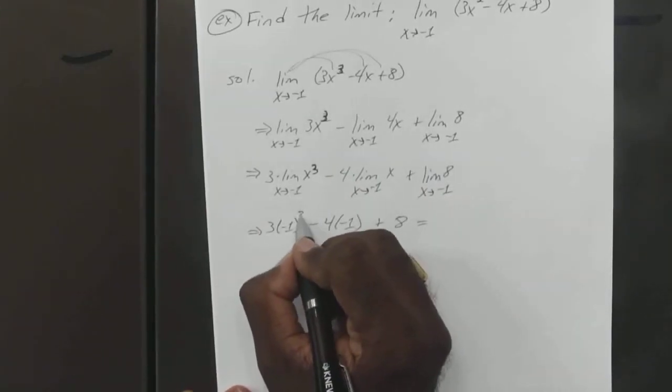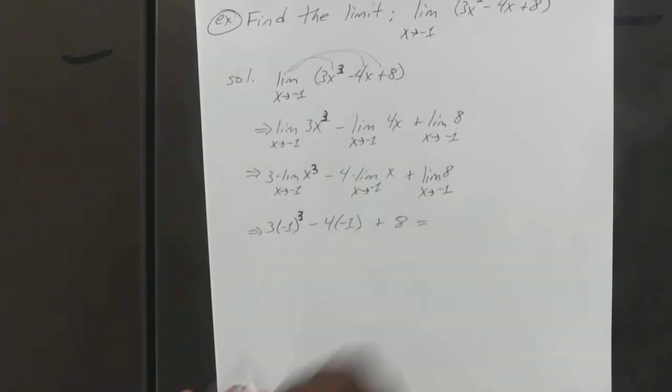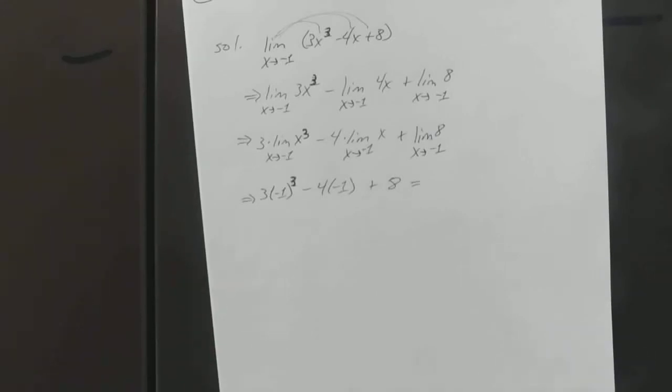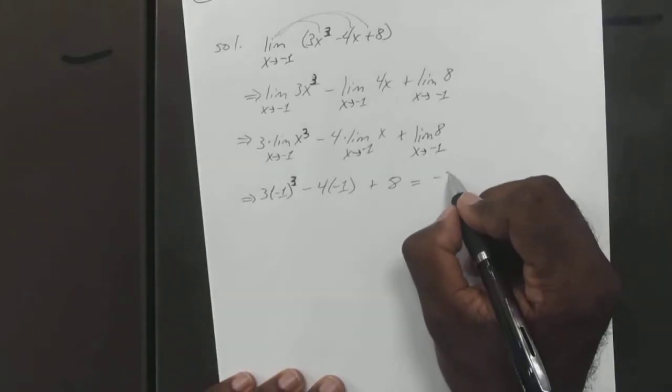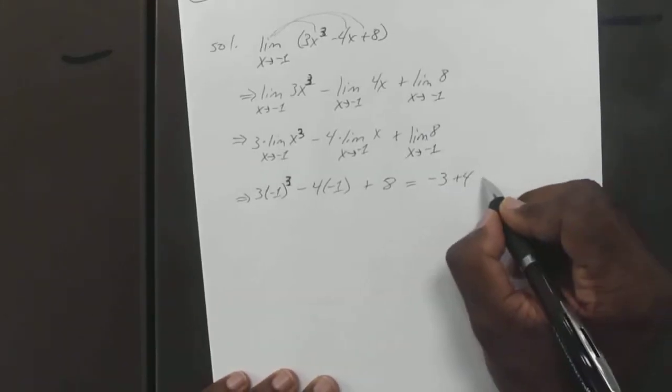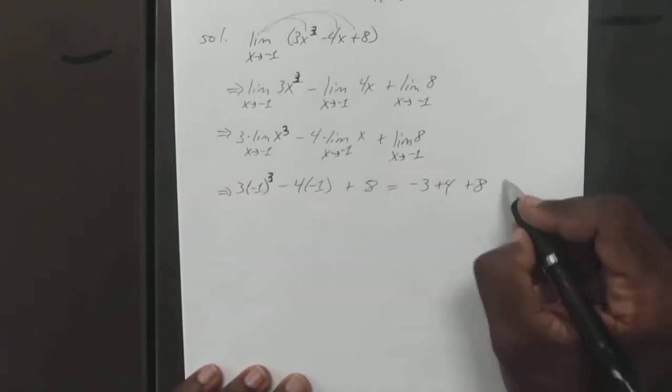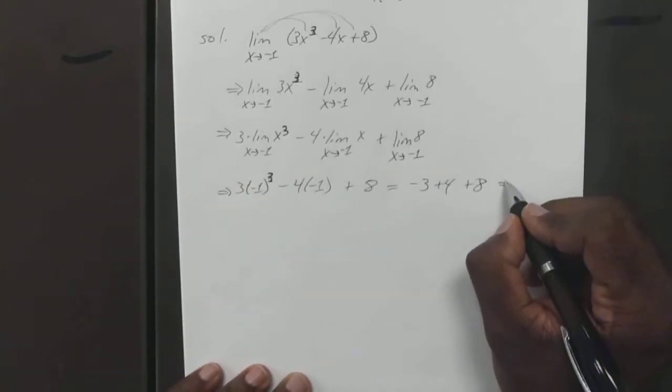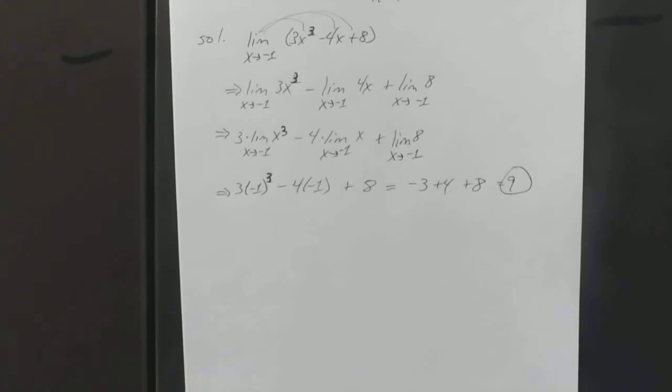There we go. All right. So now that should be -3 plus 4 plus 8, which is equal to 9.